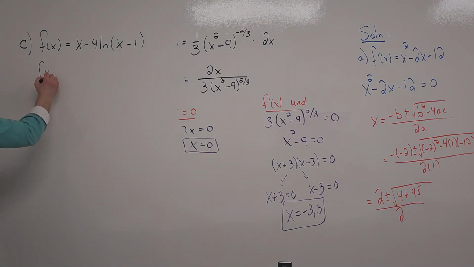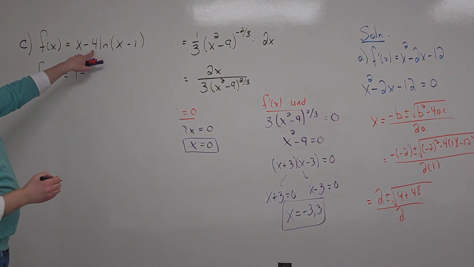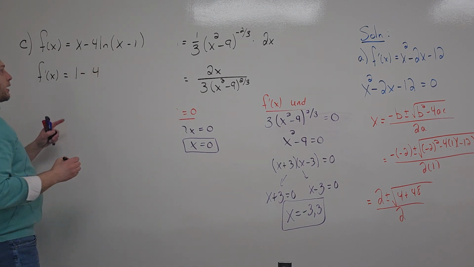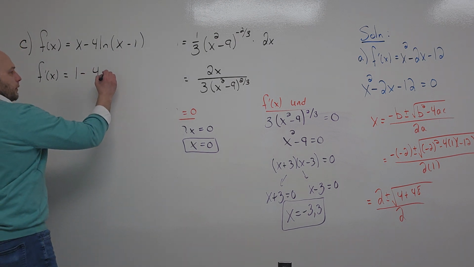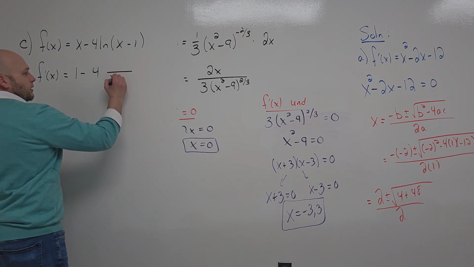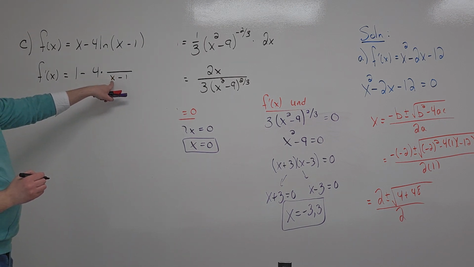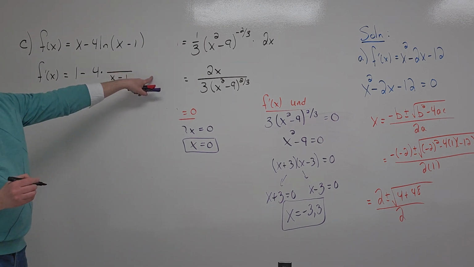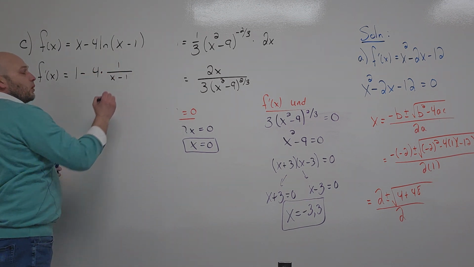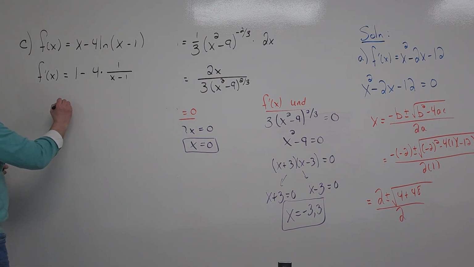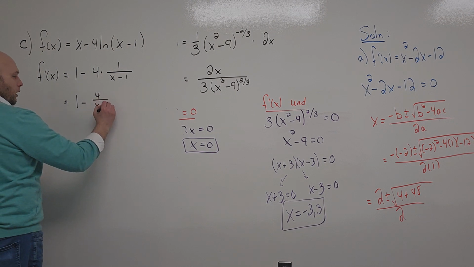So the first derivative is 1 minus, so I've got a constant multiple, a factor of 4. And remember, the derivative of a natural log is the reciprocal of the argument, so that x minus 1 goes to the denominator. Then from the chain rule, the derivative of x minus 1 becomes a factor in the numerator, and of course the derivative of x minus 1 is 1. So if I combine that, this would be 1 minus 4 over x minus 1.